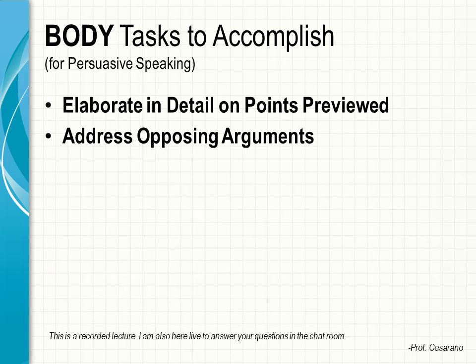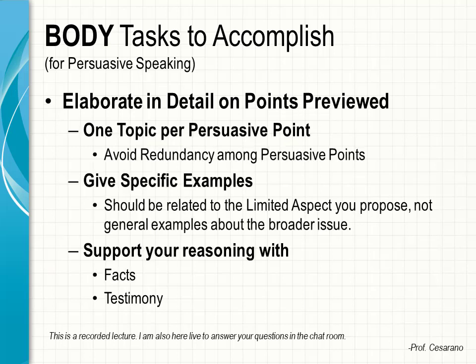Moving on to the body. When we were speaking to inform, we had only one task, to elaborate in detail in the body on the points previewed. The second task in the body, now that we're speaking to persuade, is to address opposing arguments. Well, we still have to elaborate in detail in the body on the points previewed. So let's talk about what that entails when we're speaking to persuade.